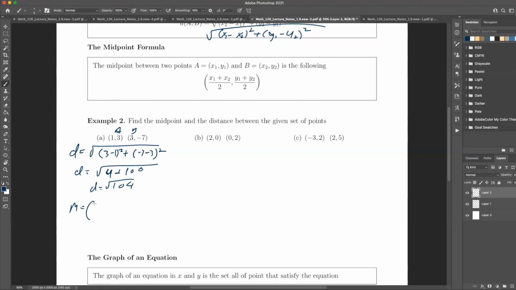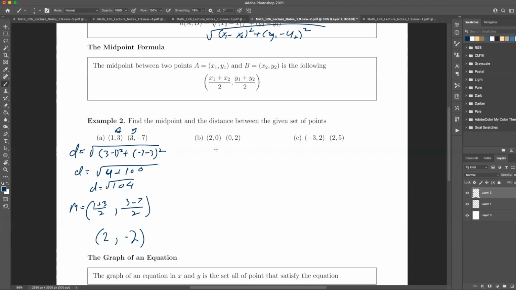So for the midpoint, I'm just going to add up the coordinates. So I'm going to add 1 and 3 and divide by 2. And then I'm going to have 3 and then minus the 7 divided by 2. And if I do that, I'll get 2, -2.